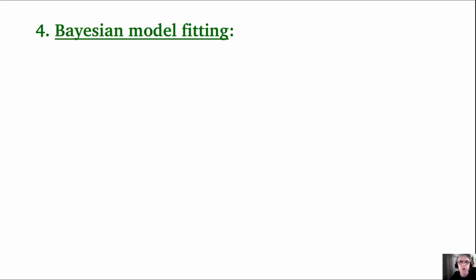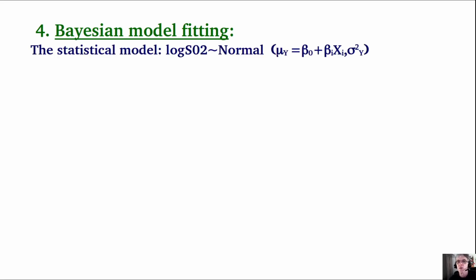So now we are going to proceed to fit the multiple linear regression, the Bayesian model fitting. So again, I recall the statistical model, which is that the log of the SO2 concentration, sulfur dioxide concentration in the air, has a normal distribution whose mean is explained by a linear combination of the explanatory variables with an additional variance around the mean that reflects the unexplained variation.